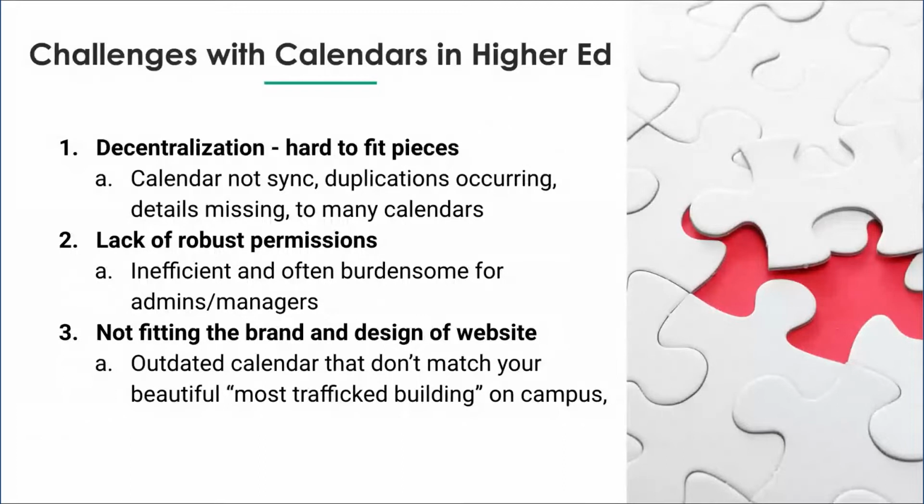Number 2 is more of an internal issue, but there's just a lack of robust permissions. So when you're unable to give proper permissions to the right level of authority, you get a lot of inefficient and often burdensome time management and event management for admins and the owners of the calendars. So an example I use commonly is that if you're a student club president of the business school, what kind of permissions should you have, and are you able to give them to that person?